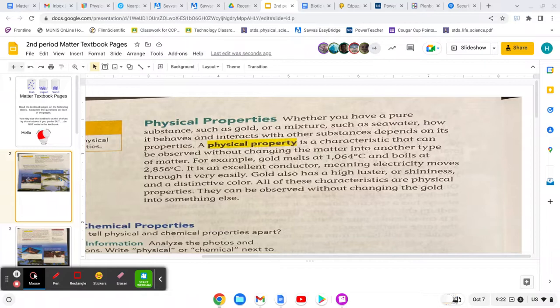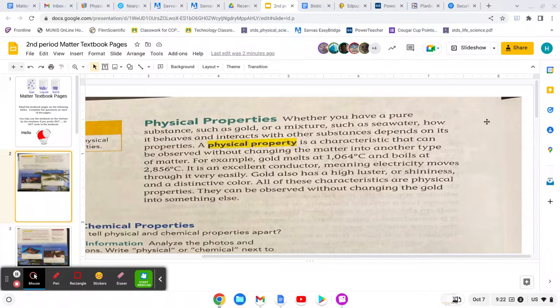For example, gold will melt at 1,064 degrees Celsius, and it will boil at 2,856 degrees Celsius. So it's melting and boiling, but is that physical or chemical, people? Physical. It is an excellent conductor, meaning that electricity moves through it very easily. And gold also has a high luster, another word for shininess, and a distinctive color. All of these characteristics are physical properties. They can be observed without changing the gold into something else.